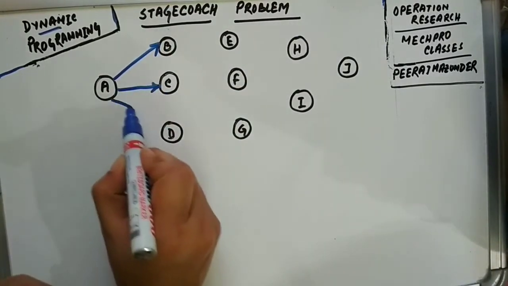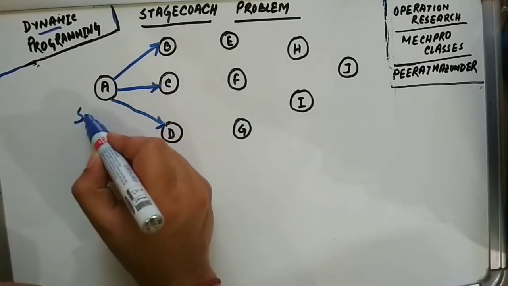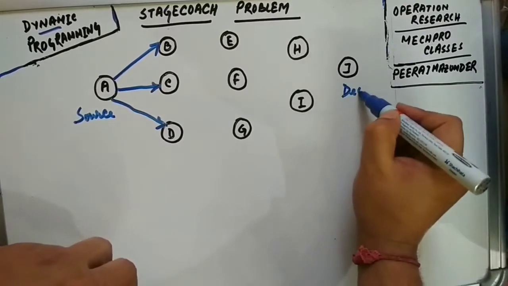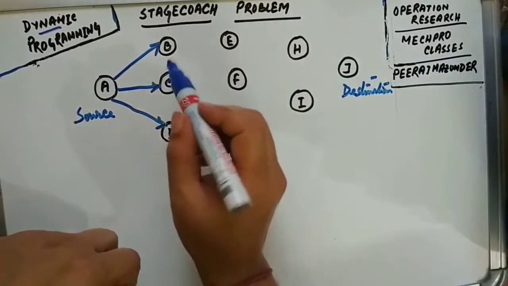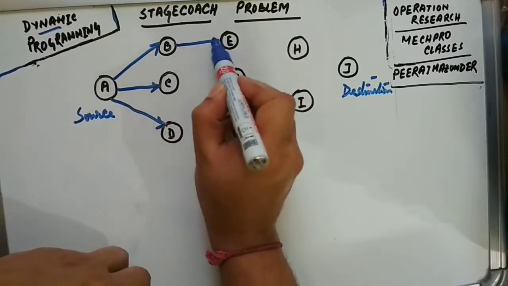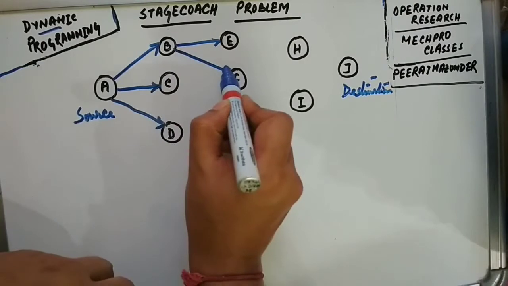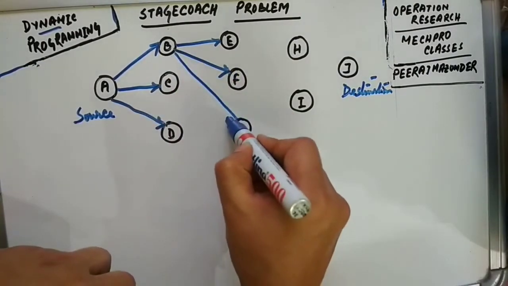So, from A, say this is the source. Okay, in the given problem, this is the source, and say this is the destination. Okay, now the alternatives are these routes, you can say. Okay, now let us see what the costs of these particular routes are.